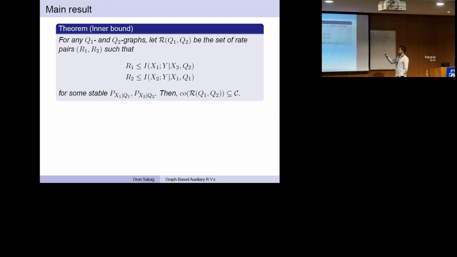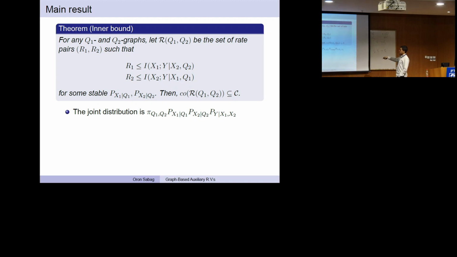And with this definition of the Q graph, we could show our main result, which is an inner bound. And it states that for any fixed Q graphs Q1 and Q2, the following is an inner bound, and the joint distribution is the one that depends on your own Q graph. So X1 will depend on its Q1, and X2 will depend on Q2. And the random variables Q1 and Q2 are the graph-based auxiliary random variables. The entire joint distribution is computed with respect to some stationary distribution.